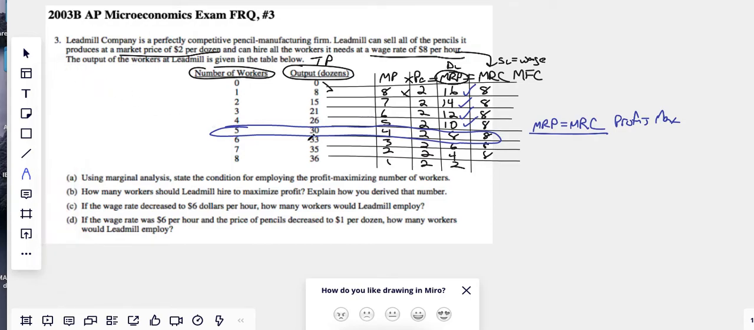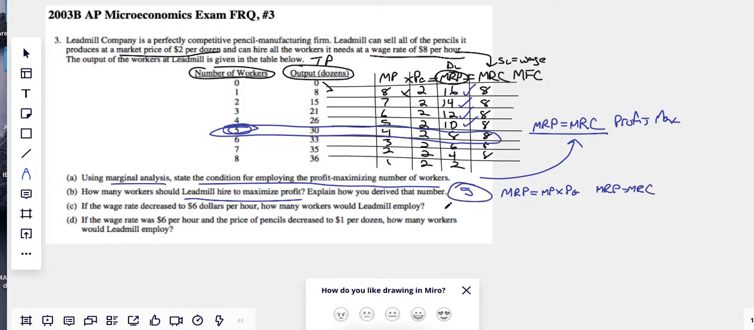So let's go back. Now that we've done our table, we find out how many workers we can hire. We go back and we say, using marginal analysis, state the condition for employing the profit max. We've already done that. How many workers should Lead Mill hire to maximize profit? We've already done that. It's 5. And we would just explain with the fifth worker, the marginal revenue product, which is equal to the marginal product times the price of the good, is equal to marginal revenue cost. Therefore, we would hire 5 workers.